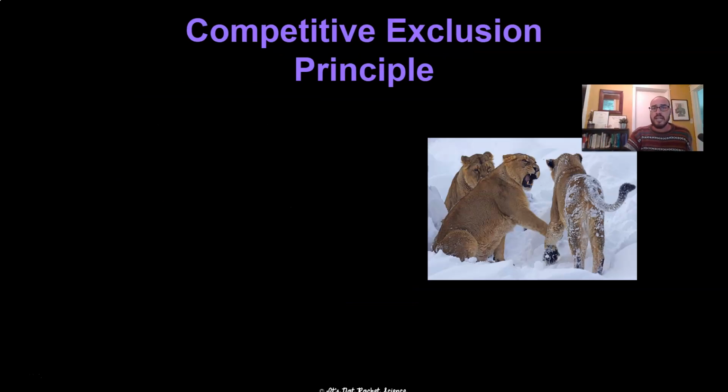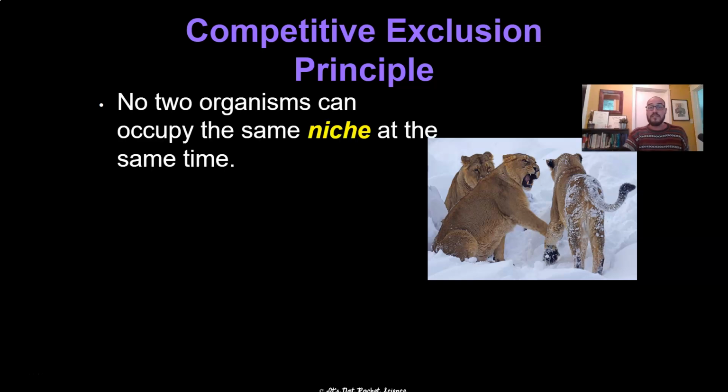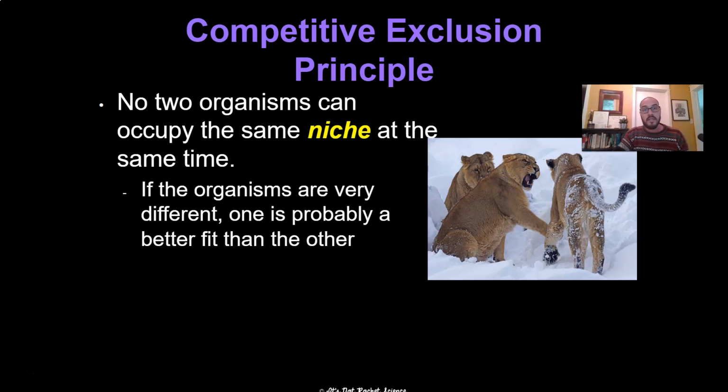This is a really important idea in ecology, and it also is a driver of evolution. It's the idea that no two organisms can occupy the same niche at the exact same time. So we call that the competitive exclusion principle, because the competition is so fierce that one organism is excluded from accessing that niche. So that means that no two organisms can eat exactly the same food, can have exactly the same needs, okay? They can't be in the exact same place at the same time. It's not going to work, all right? So if the organisms are very different, one is going to probably be a better fit for that environment, and it's going to exclude the other one from accessing those same resources.